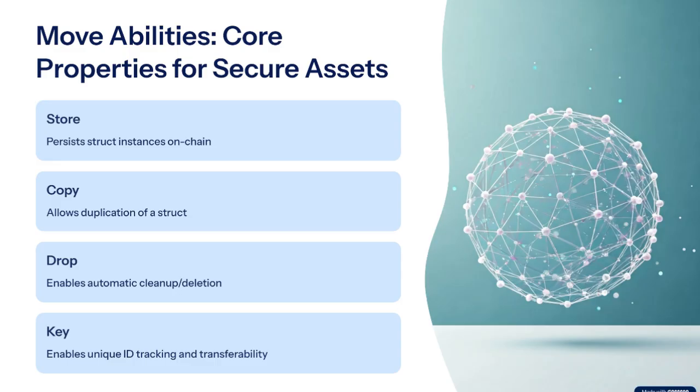The beauty is composability. A priceless NFT carries key, store, never copy or drop. A user profile might use copy, drop, not store. An internal helper struct can live happily with store alone. By baking rules into the type, you sidestep runtime checks and telemetry overhead.